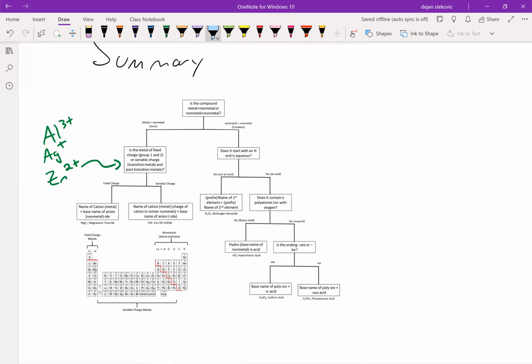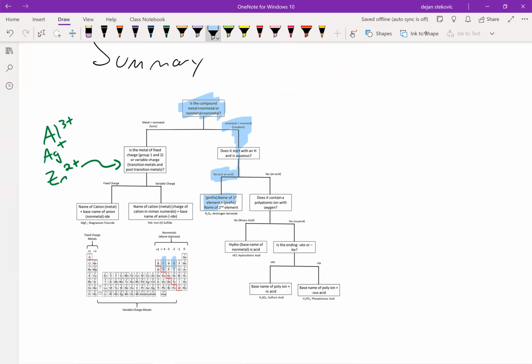And so take a look at our handy dandy periodic table. Carbon's right there, oxygen's right there. Is the compound ionic or covalently bonded? Of course, we know this one's a covalent bond. Does it start with an H and is it aqueous? So acids technically do need to be dissolved to act as acids, but we're just going to say anything that starts with H, we're going to call it an acid. So in this case, we have CO2. We have no H's, so no, this is not an acid.